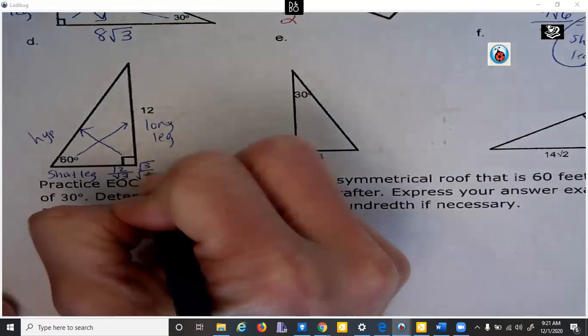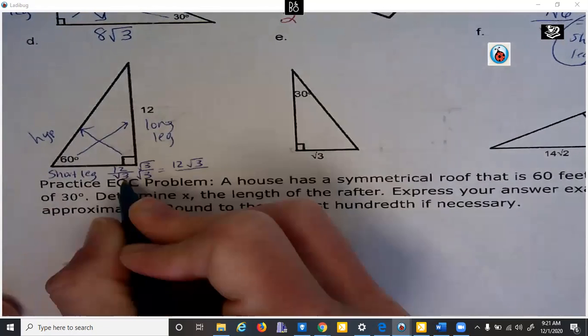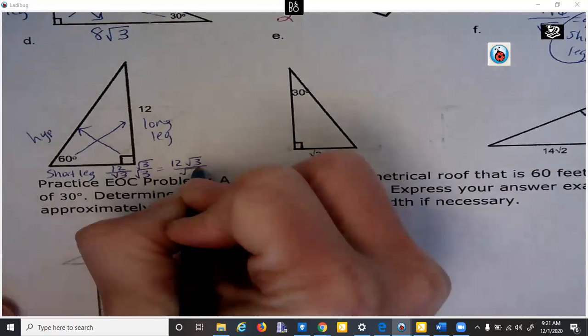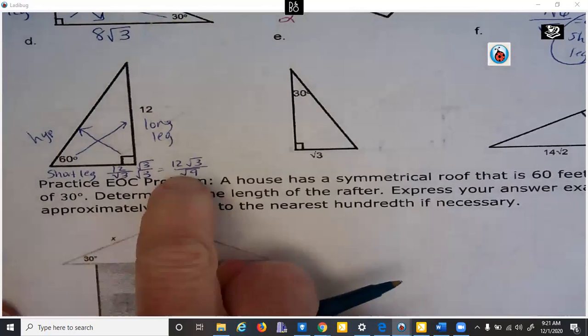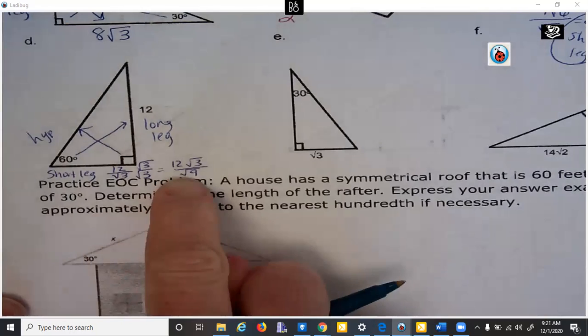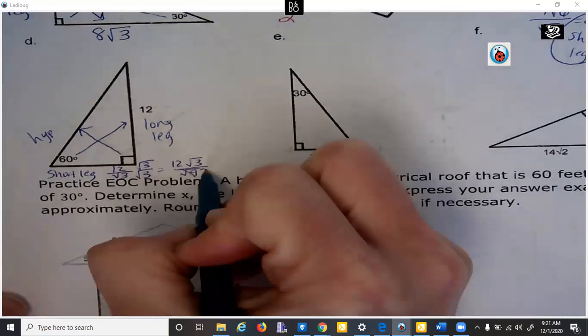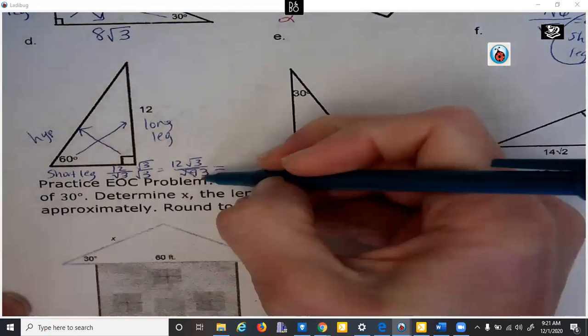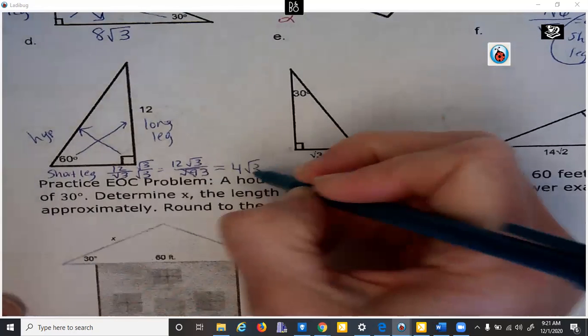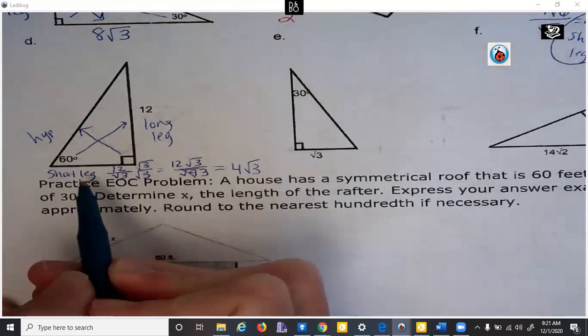So I get 12 square root of 3. Square root of 3 times square root of 3 is square root of 9. What do I know about the square root of 9? It equals 3. It's a perfect square. Yep. So that gives me 3, and then I divide those. So I get 4 root 3. So that's the short leg. The short leg is 4 root 3.